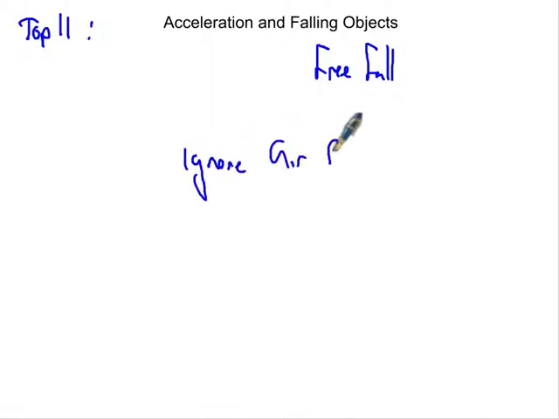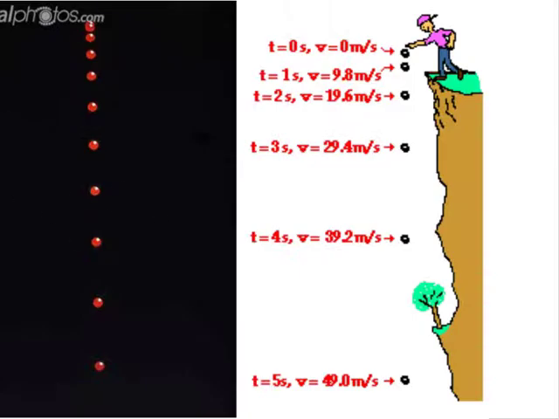This is going to be topic 11, acceleration in falling objects, or what we call free fall. If an object is falling and we're going to ignore air resistance. Sometimes things fall a little bit slower because they have shape, like a parachute slows down the rate at which something falls. But we're assuming things are going to be in free fall. That's ignoring air resistance. Let's take a look at this picture right here.